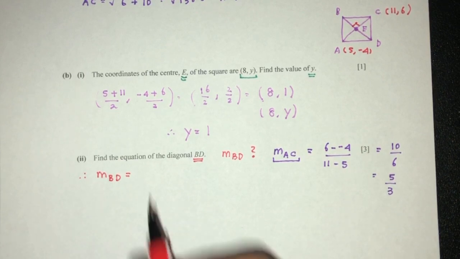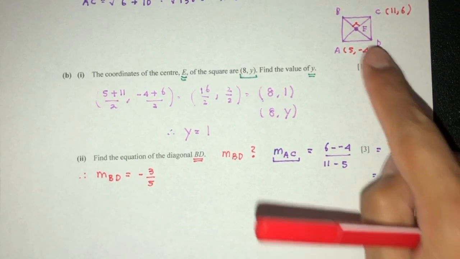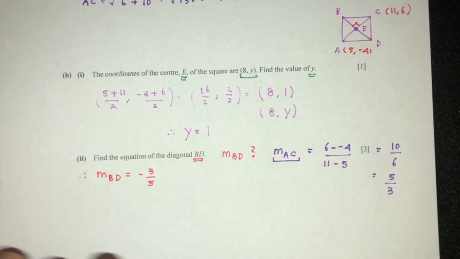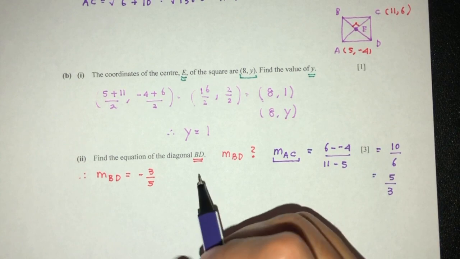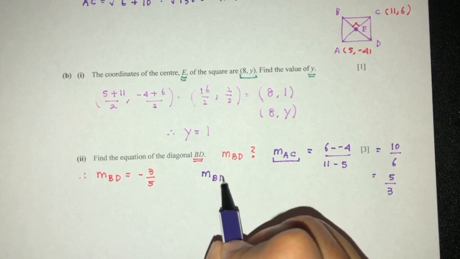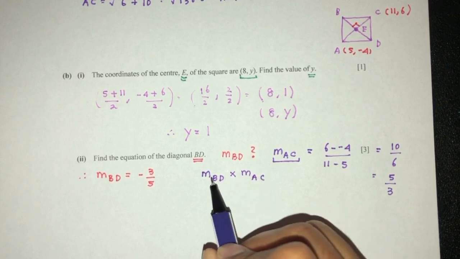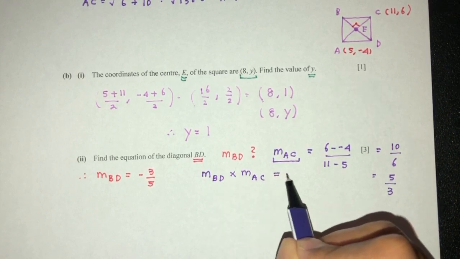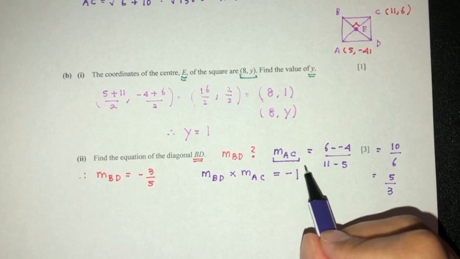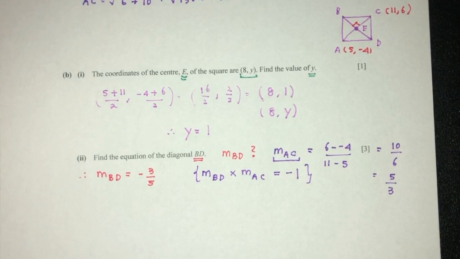that will be what? That will obviously be minus 3 over 5, because they are at right angle to each other. Something we have to know: if we have two lines at right angle to each other, we have to understand their gradients. For example, here the gradient of BD and the gradient of AC are at right angle. If you multiply this one by this one, it will give you the value of minus 1. So that's something we have to know to solve this question. That is your answer for this part at least.